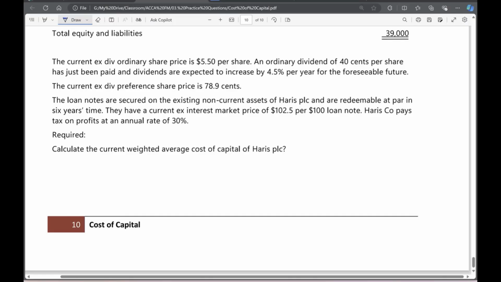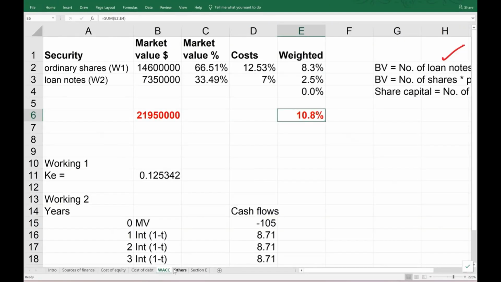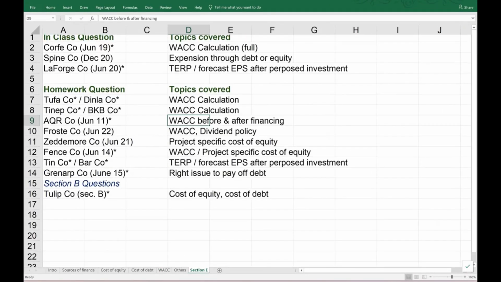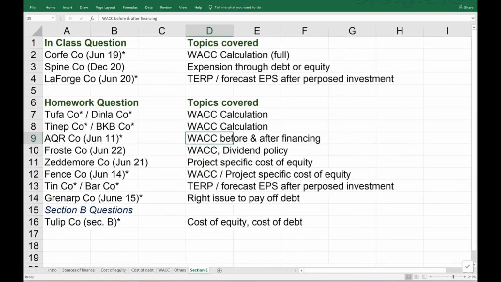Now, let's do a question from the past exam paper. So, these three questions I will try to do in the class that almost cover every topic that comes in the exam. So today, we have Corfe Co from the June 19 exam. Let me find it.